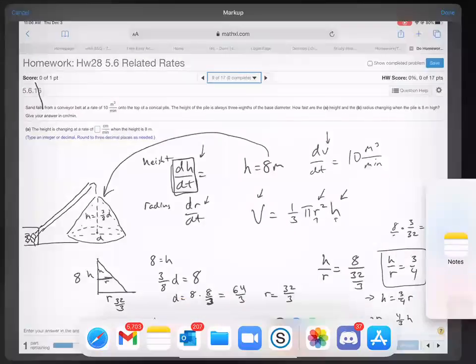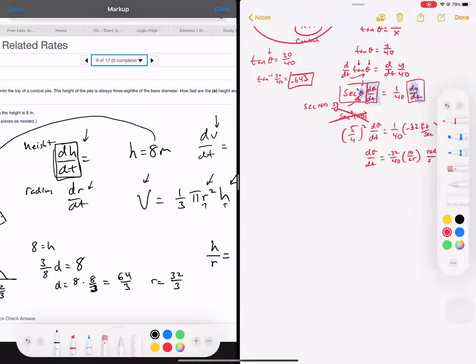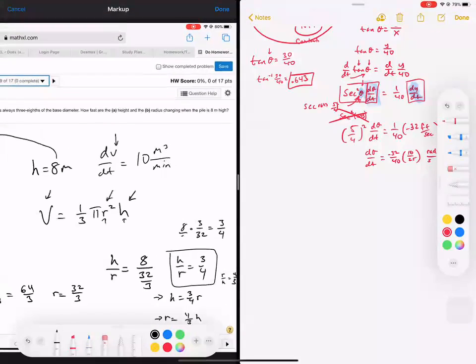I'm running out of space, so I'm going to jump over here to give myself more space. I'm going to rewrite this equation now. V is equal to 1 over 3 pi. r is going to become h, so we're going to say r is going to become 4 over 3h times h.